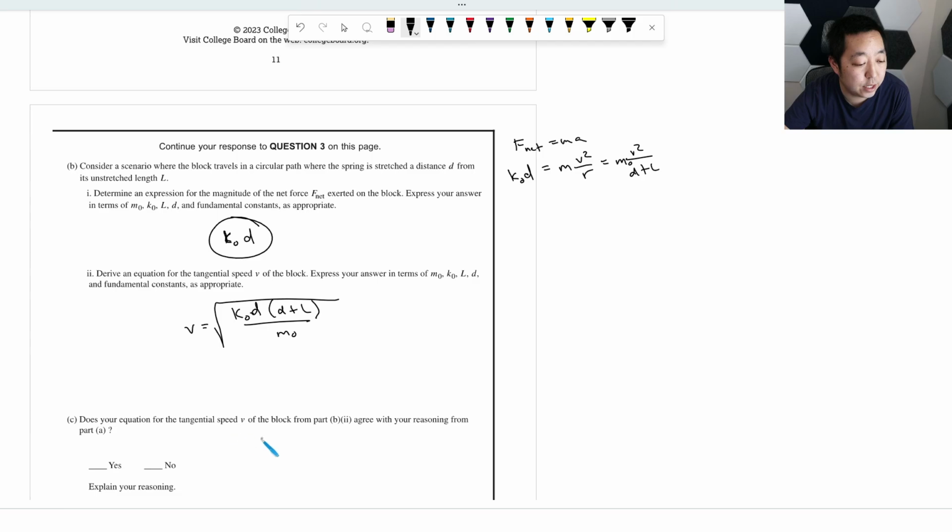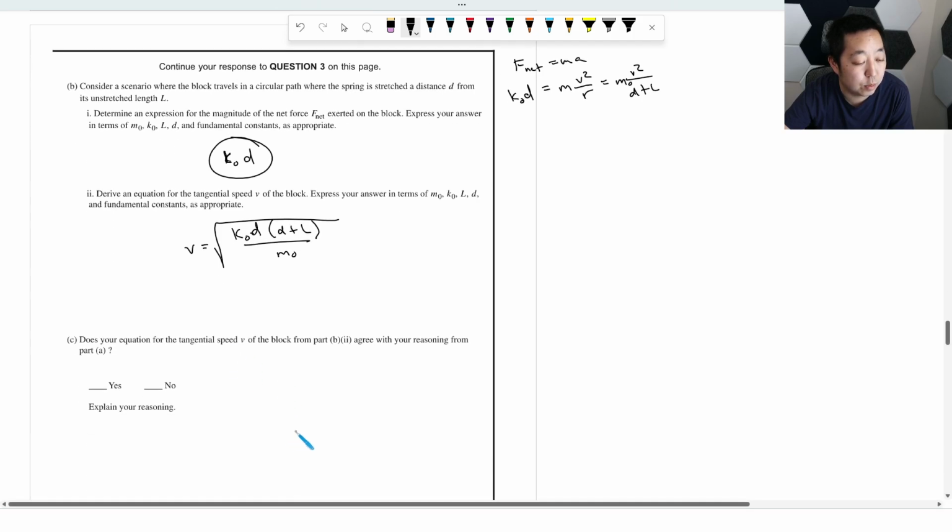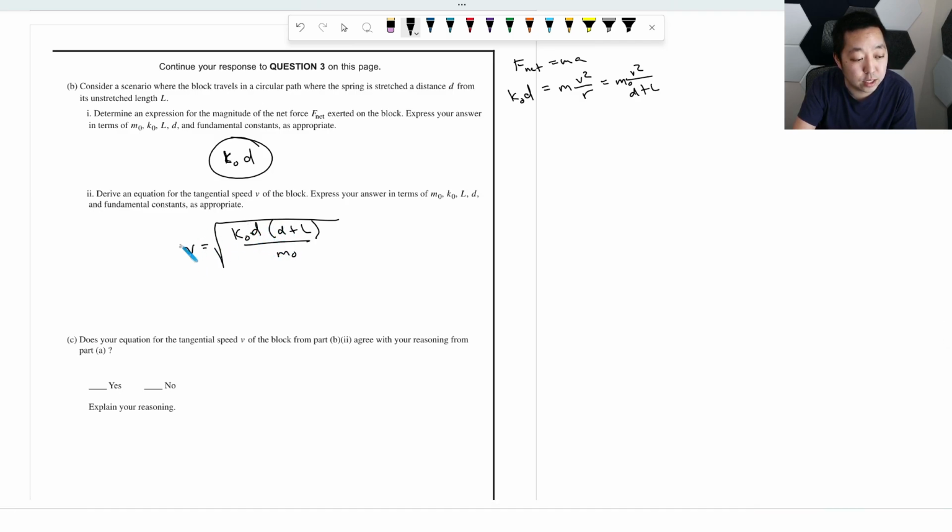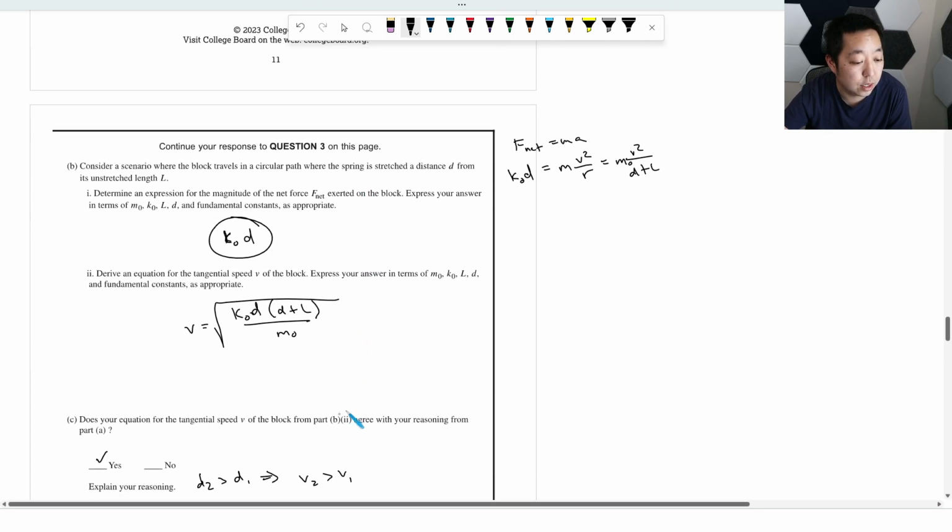Does your equation for the tangential speed v agree with your reasoning in part A? Yeah, because if d is greater, then the velocity was greater. So when d2 is greater than d1, that implies v2 is greater than v1 as well, right? And that's what we argued in part A.